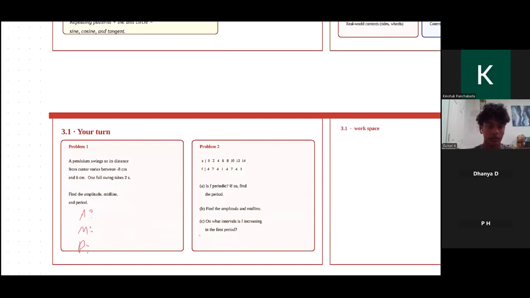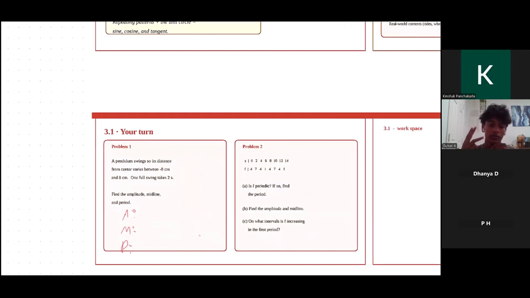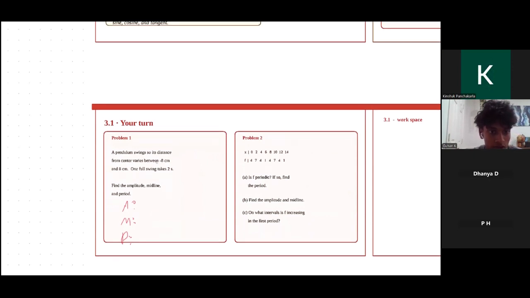All right, I'm going to go ahead and explain these in three, two, one. Okay. So a pendulum swings so its distance from the center is between -8 centimeters and 8 centimeters. Right away, I can tell the midline is going to be the halfway point between -8 and 8, right? And right away you can tell that is going to be y equals 0.